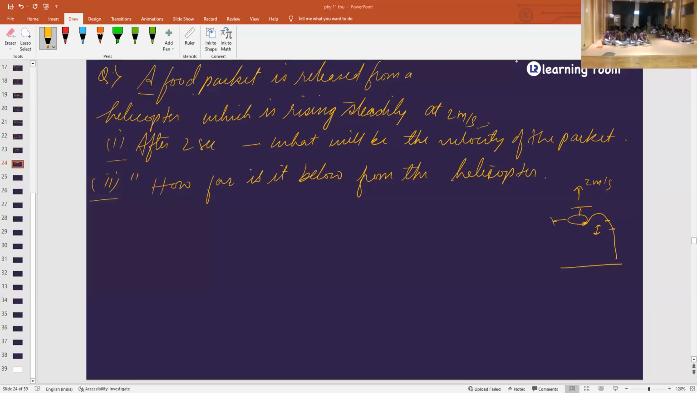Sir, for the first question, 21.6 meter per second. Let me think. No, that is not the answer. You should provide the vectors correctly. Understand the situation, provide the diagram, and then provide the vectors.